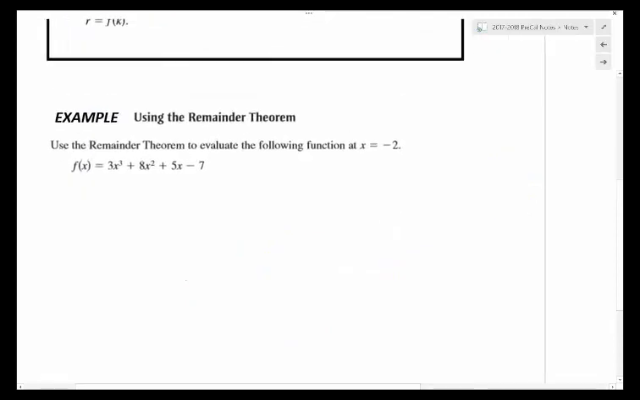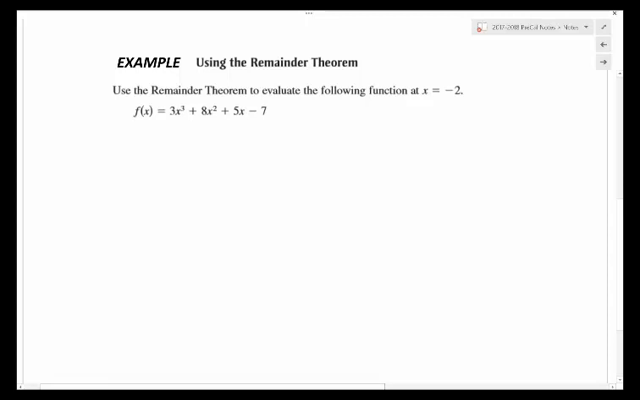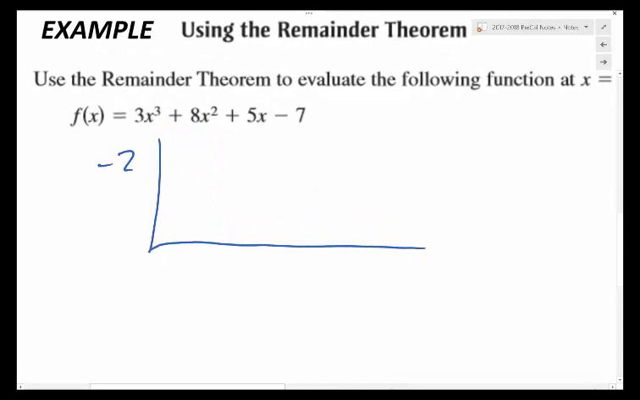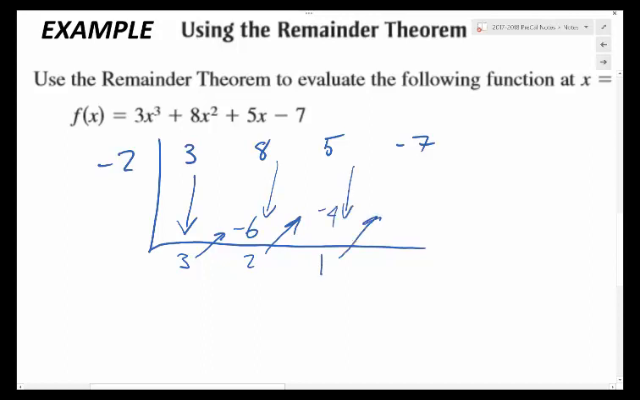So use the remainder theorem to evaluate the function at x equals negative 2. So I'm going to have negative 2, and then I'm going to write in my stuff. So I've got 3x cubed, 8x squared, 5x, and negative 7. I have no missing terms, so I don't have to add in any zeros. I follow my pattern. Add down, multiply by k up. Add down, multiply by k up. Add down, multiply by k up. Add down, and that is my remainder.